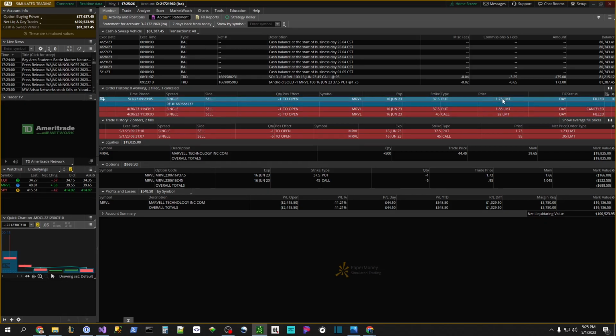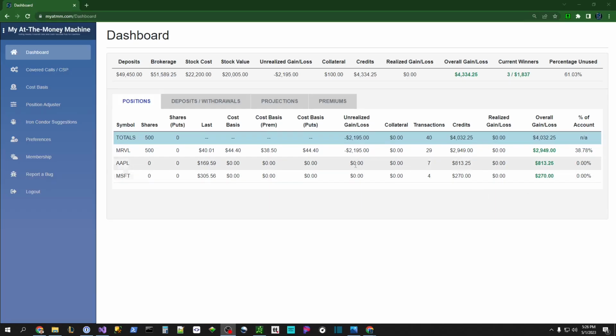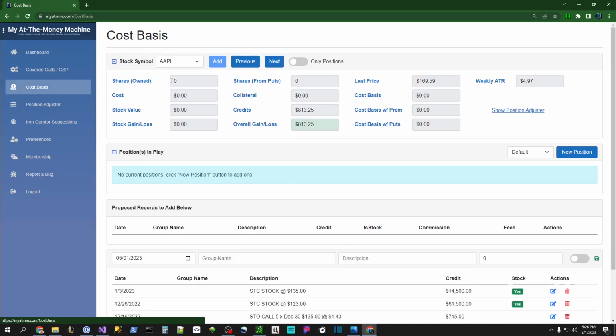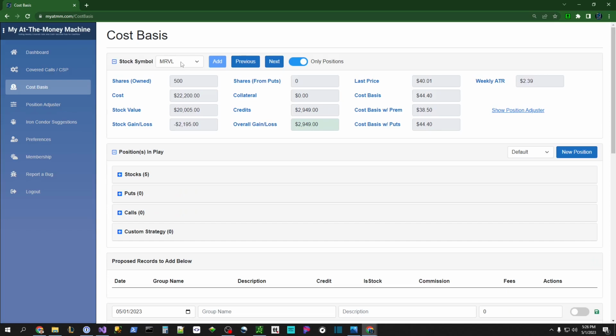So what we need to do right now is go over to the web application and track these transactions. So let's go do that right now. So here we are on the web application, myatwm.com. We just got logged in, so it went to the dashboard first. We need to go over to the cost basis screen and filter down by our positions, which Marvell is the only one that we have a position in currently.